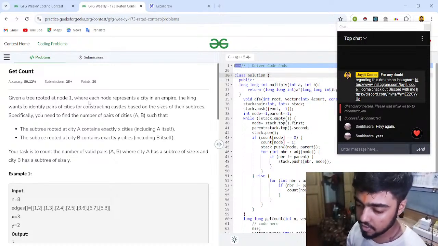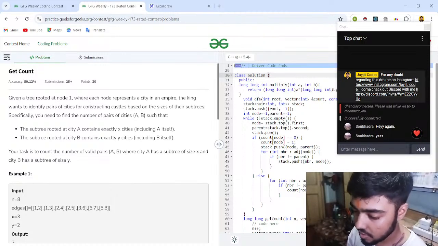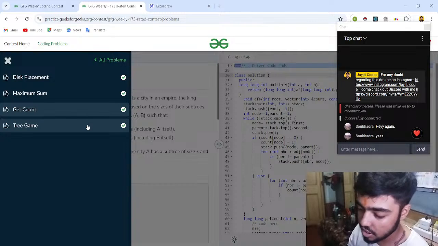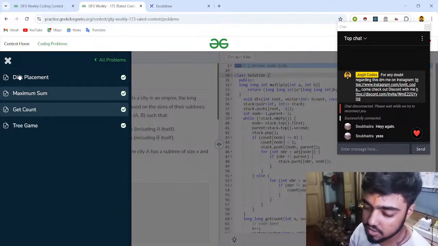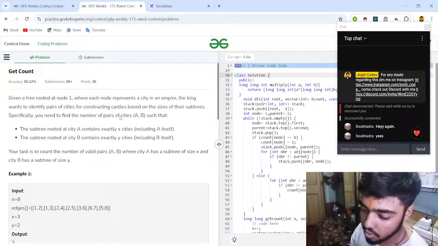Now let's get into the next question. Okay, get count, and this is the last question because I haven't done the fourth question. I was going through an editorial, but I haven't got the basic idea of the whole thing because I think that this question was a hard question. So I won't discuss that. I'll just explain till get count only.